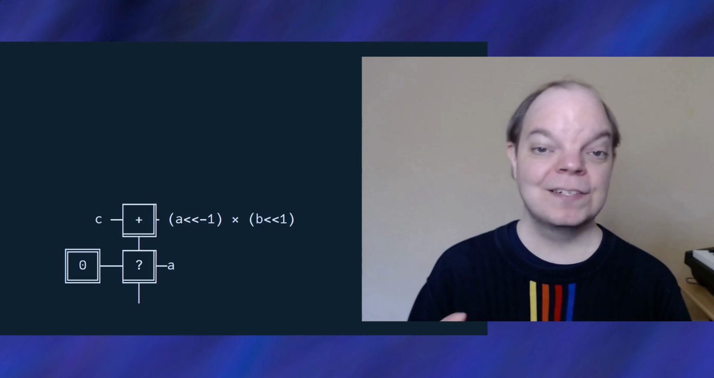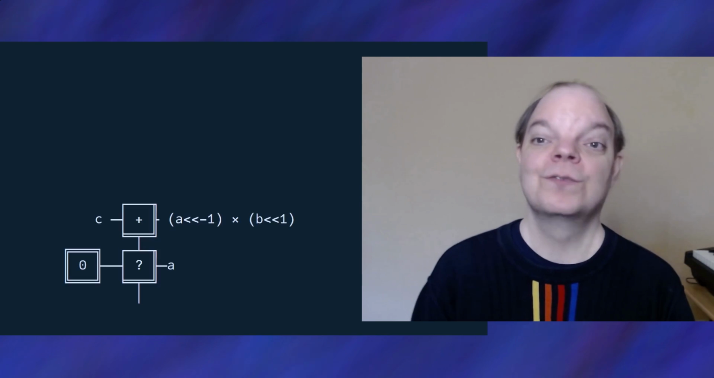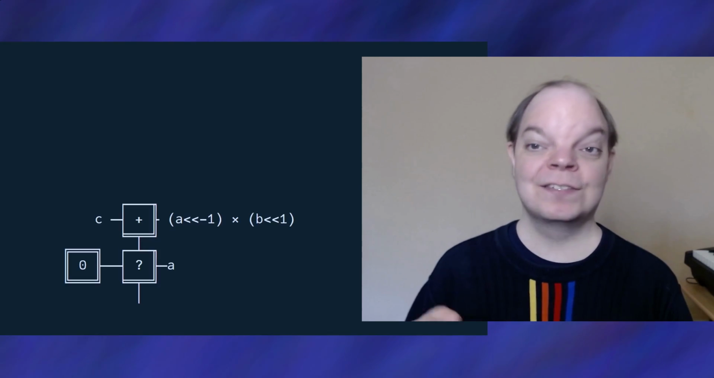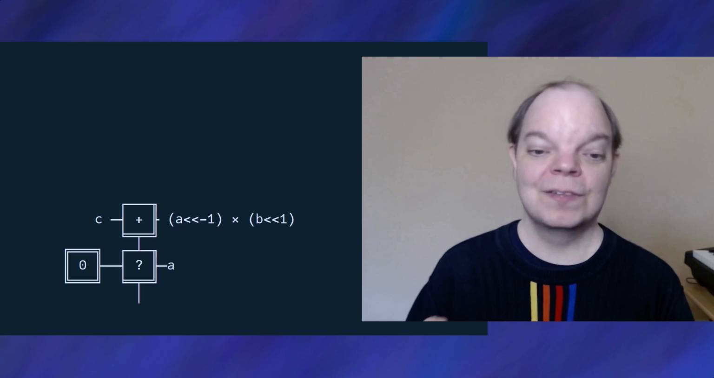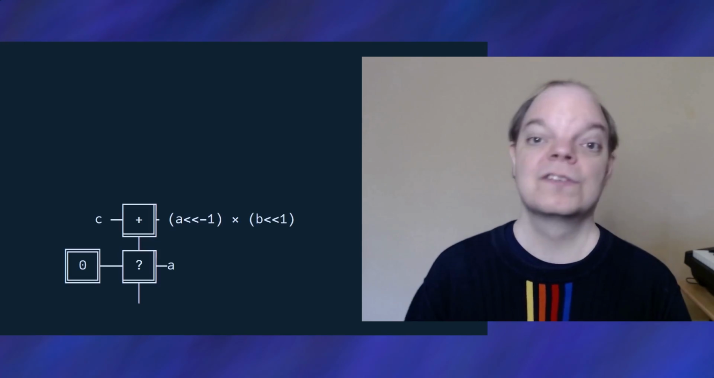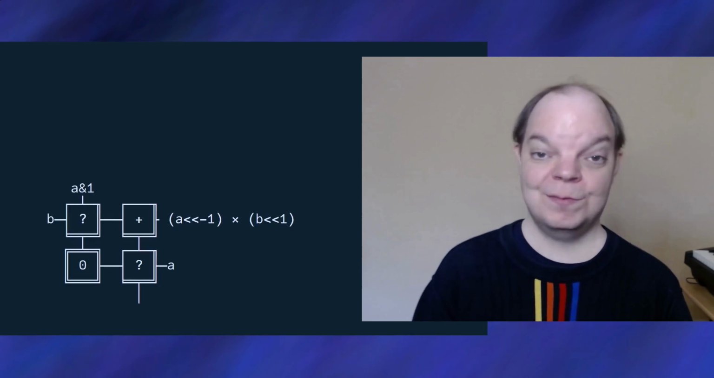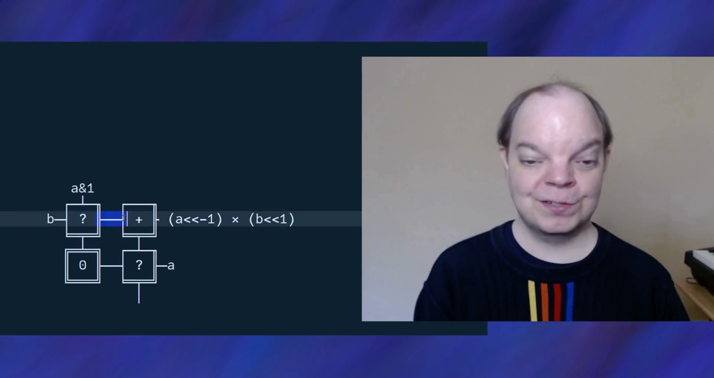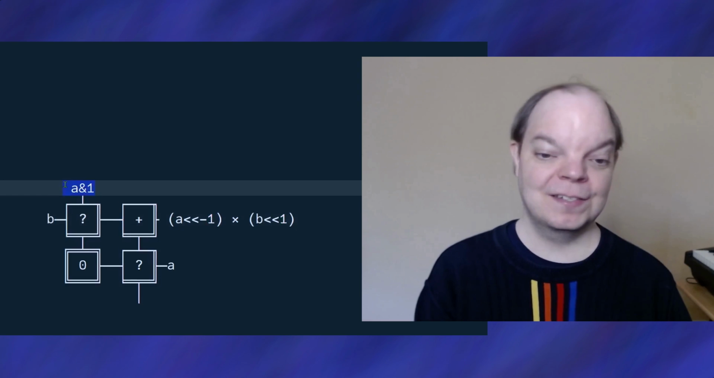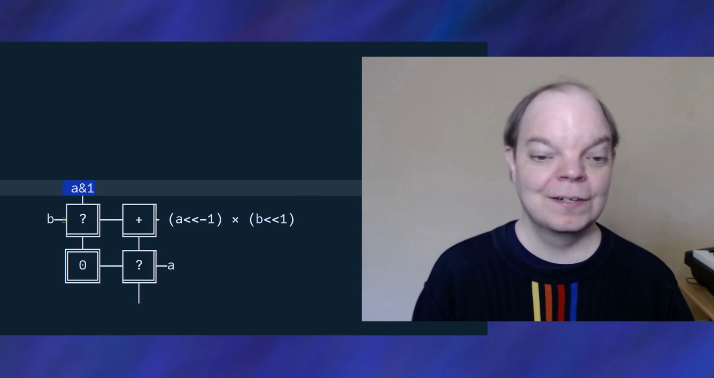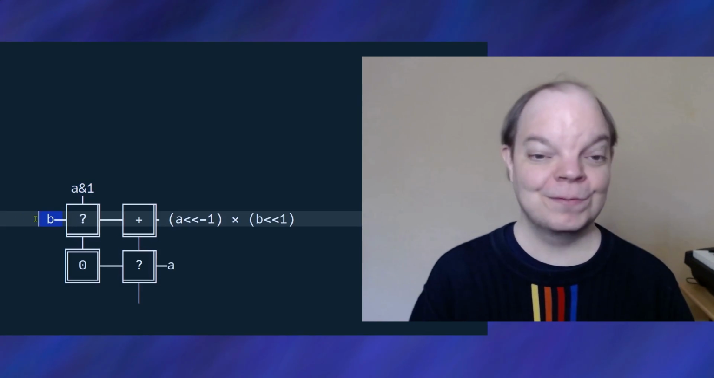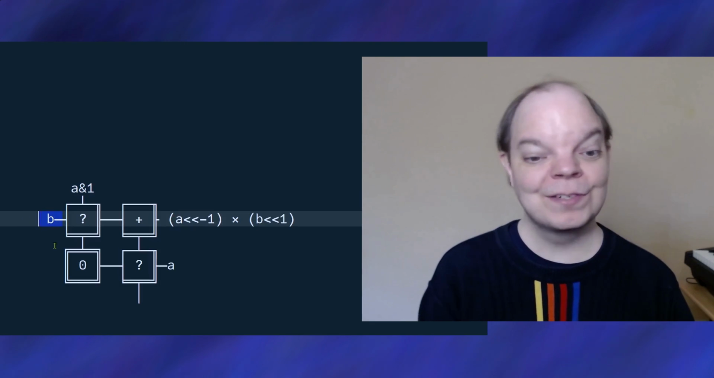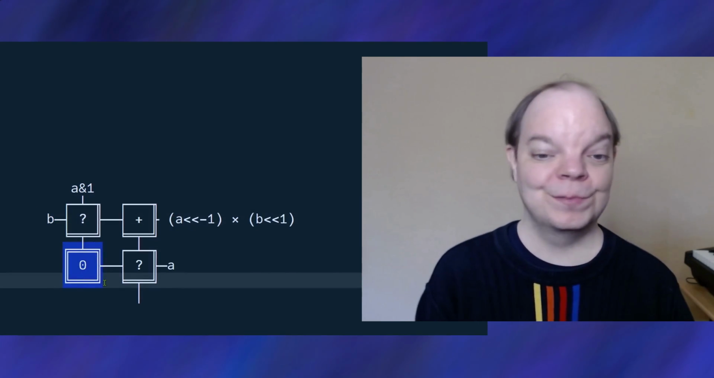And now let's remind ourselves what the C was. Well, in the case where A and 1 is true, that was B, else 0. So we can express that with another question mark box. And remember here that the output of that question mark box is on the right, which means that this is the condition, A and 1. This is the case where that is non-zero, so in the case of odd numbers. And this is the case for even numbers.